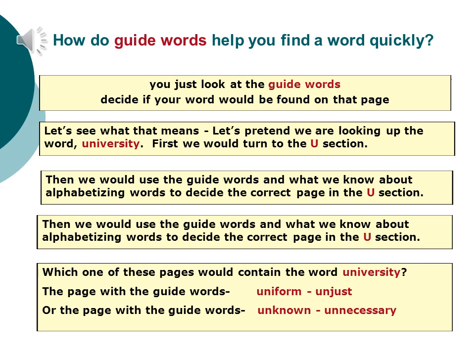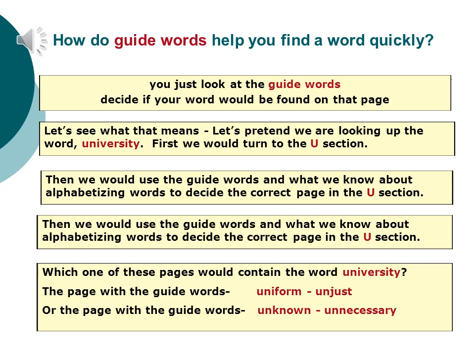First, we would turn the page to the U section, to the page where the word starts with the letter U. Then we would use the guide words and what we know about alphabetizing words to decide the correct page in the U section.